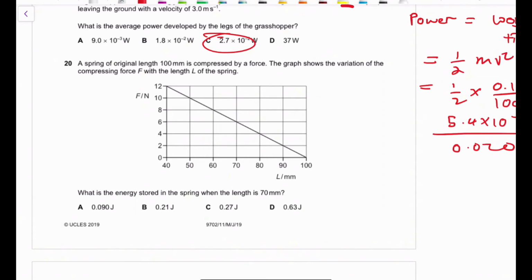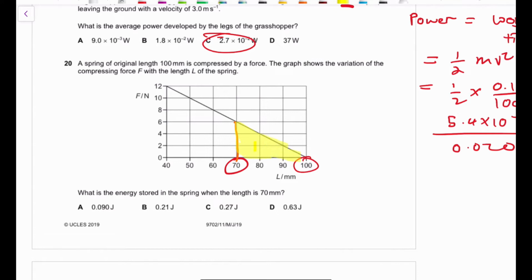We're given a spring of original length 100 millimeters that is compressed by a force, and the graph shows the variation of the compressing force F with the length L of the spring. What is the energy stored in the spring when the length is 70 millimeters, right? So we're compressing it by force. So you're going to start at 100 and you're going to compress it until the length is now 70, right? Because the length is going to decrease as we increase the force, it's going to compress. So we basically want to find this energy that is stored.